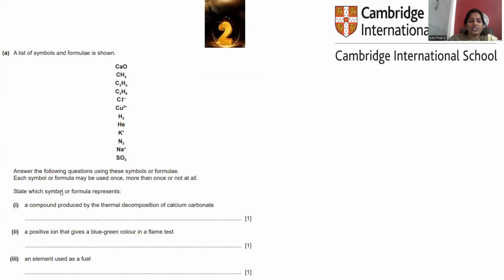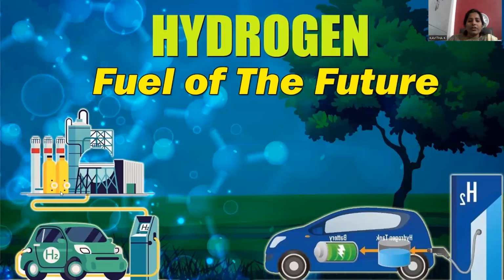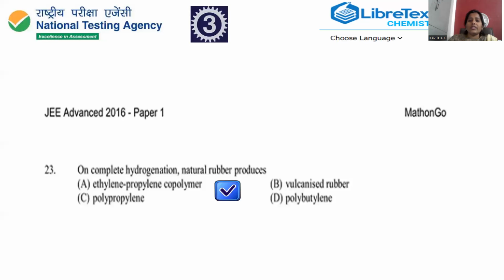An element used in the fuel is... So here, hydrogen, the fuel of the future. Hydrogen is the most efficient gaseous component, so it is used as fuel for the future. This is the way we can answer all three questions from the list given. Let's move on to another question.